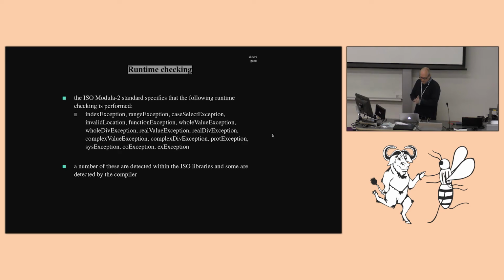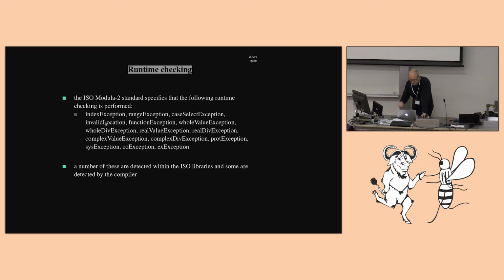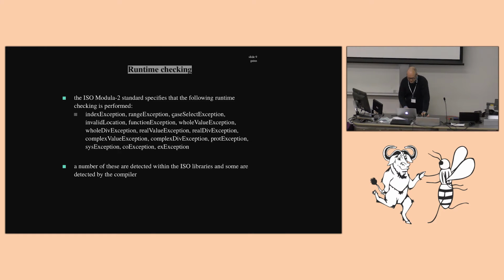Okay, so the runtime checking then. The Modula-2 standard specifies that it should detect quite a few runtime checking aspects. For example, index exception, range exception, you can read the list here, case statement exception, invalid location, that's nil reference, function exception, not sure what that is off the top of my head, whole value exception, that's integer overflow, whole division, division by zero, real exception, that's a NaN, and real division by zero, complex value, etc. And some of these are library ones as well: sys exception, coroutine exception, exception.